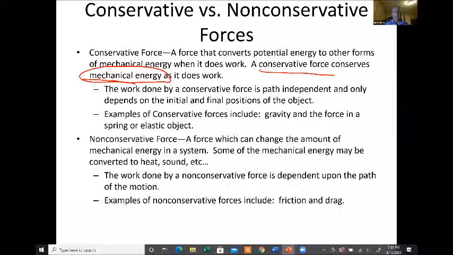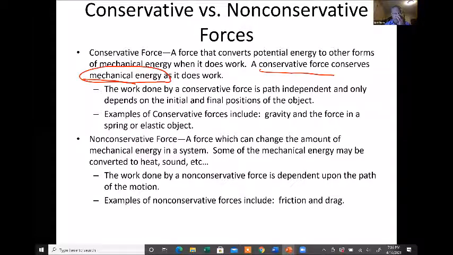As it says in the next bullet, the work done by a conservative force is path independent. The direction, the way it moves doesn't matter. And it only depends on the initial and final positions of the object. The conservative forces that we deal with in AP Physics 1 are usually either gravity or the force in a spring or rubber band, like an elastic kind of force. Those are really the conservative forces we're going to talk about in this course. Gravity and elastic forces, like in a spring or a rubber band.